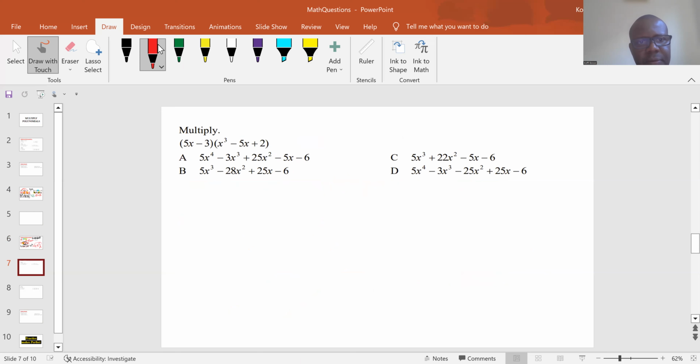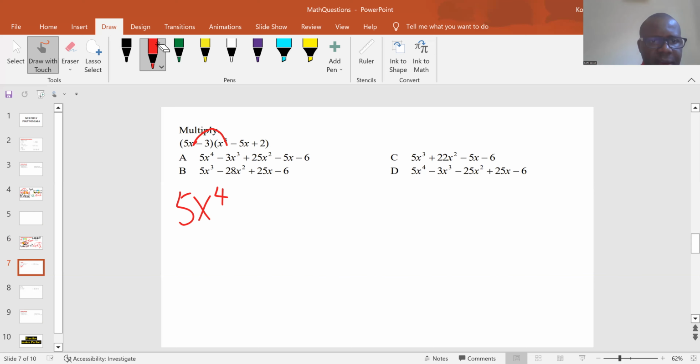So multiply 5x minus 3 times x cubed minus 5x plus 2. So again, we'll distribute 5 to x cubed minus 5x plus 2 and the negative 3 to x cubed minus 5x plus 2. So if we take 5x, we multiply by x cubed, we get 5x to the 4th power.